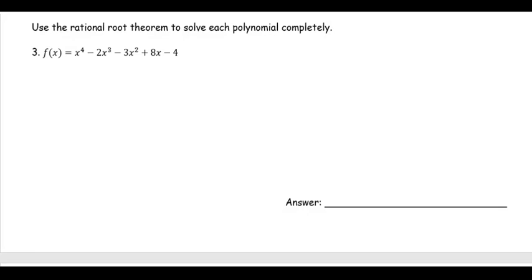So in this example, I'm going to start by identifying my P's and Q's. The factors of 4 are 1, 2, and 4. The factors of 1 are just 1. So my possible rational roots are going to be plus or minus 1, plus or minus 2, and plus or minus 4. So I have 6 possibilities. Now I know there are exactly 4 solutions because my degree is 4.